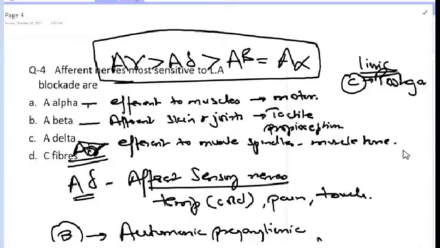So what is the sensitivity of these fibers to local anesthetic agents? Overall sensitivity is B, C and A. B fibers are more sensitive to local anesthetic blockade than C fibers, while A fibers are least sensitive to local anesthetic blockade. Reason being A alpha and A beta are very thick fibers. So that is the overall sensitivity, B, C and A.